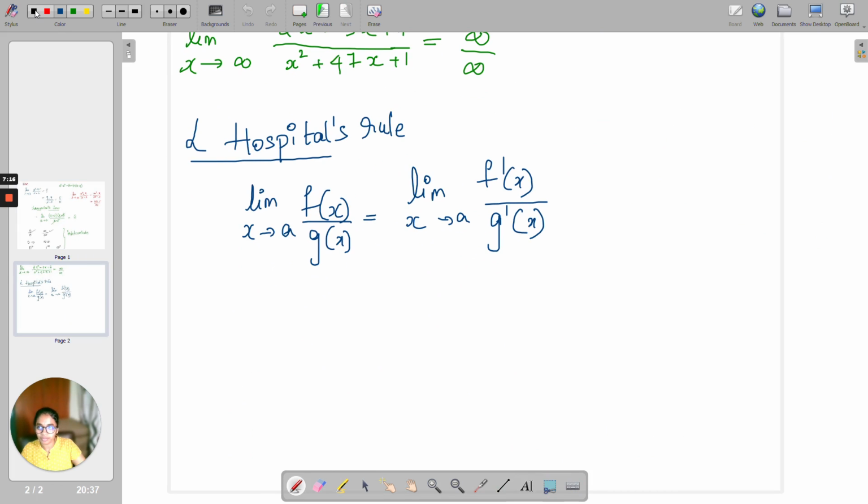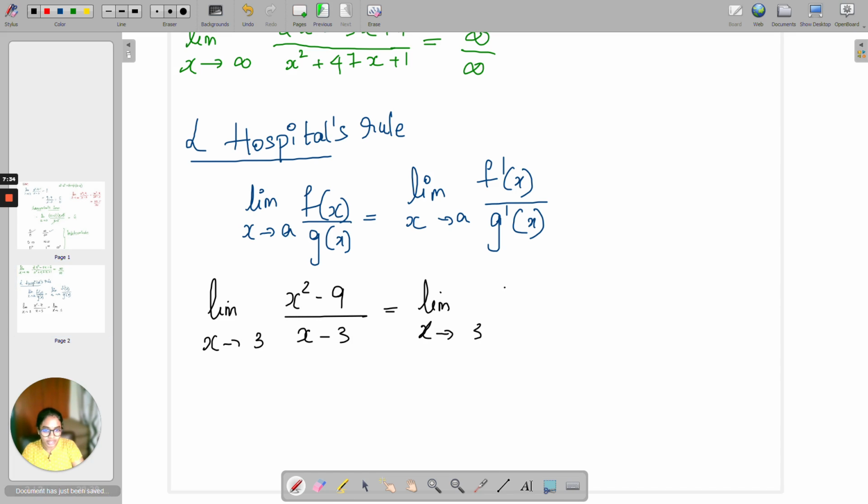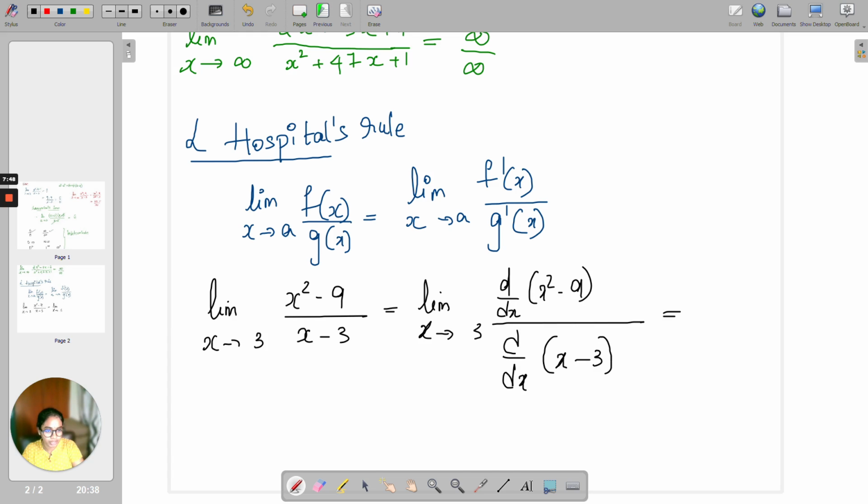Okay, so yes, limit x tending to 3 of (x square minus 9) divided by (x minus 3). For L'Hospital's rule, what should I do? x tending to 3, d by dx of x square minus 9 divided by d by dx of x minus 3.